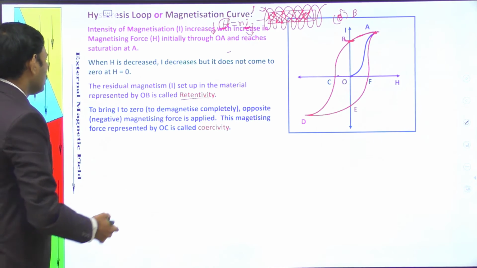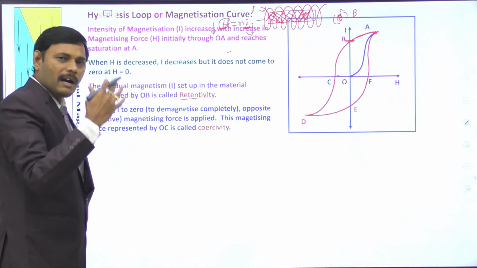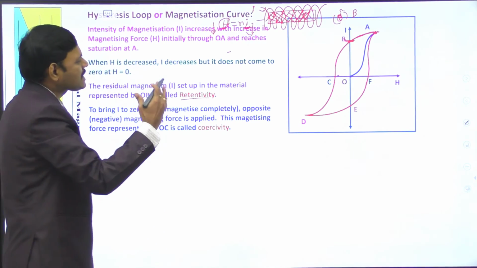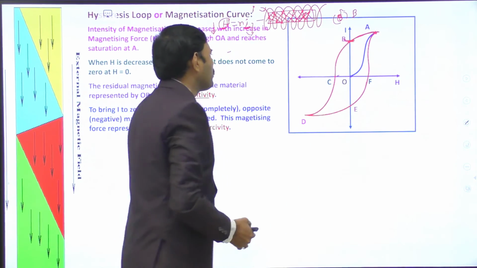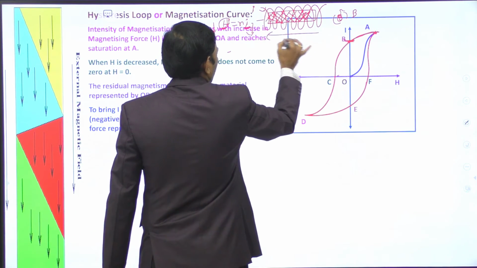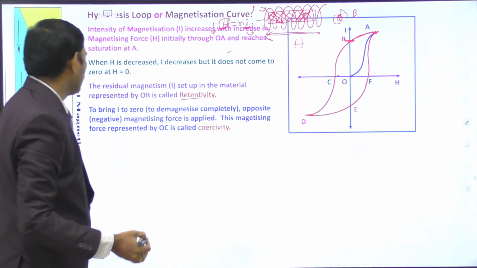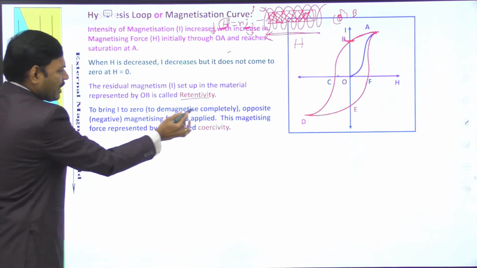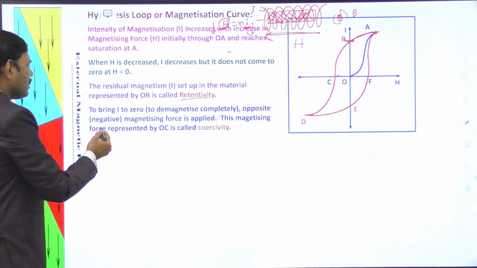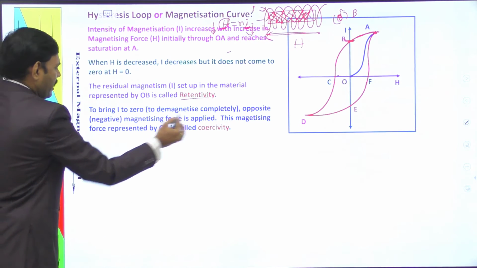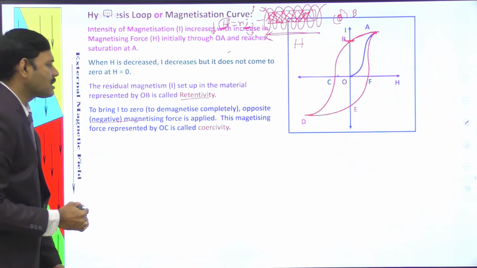Okay, then we would like to bring I to 0. At H equal to 0, I can't become 0. So to bring I to 0, we must apply the current in the opposite direction. We flow the current in the opposite direction so that now H is applied along the negative x-axis. See the direction: now we are increasing the H value in the negative direction. To demagnetize the substance completely, an opposite, negative magnetizing force is applied. This magnetizing force is represented by OC, called coercivity.